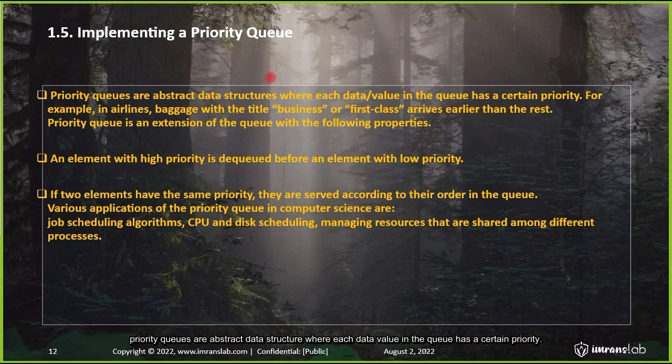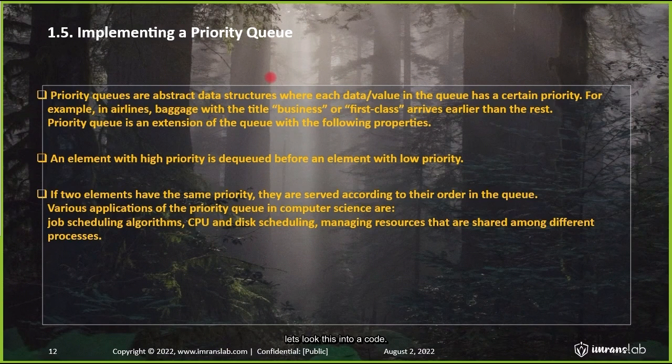A queue is an abstract data structure where each data value in the queue has a certain priority. The higher the priority, the lower the chance of it being deleted or dequeued. The lowest priority would be dequeued very first. And if two elements have the same priority, they would be served according to the order in which they went into the queue.